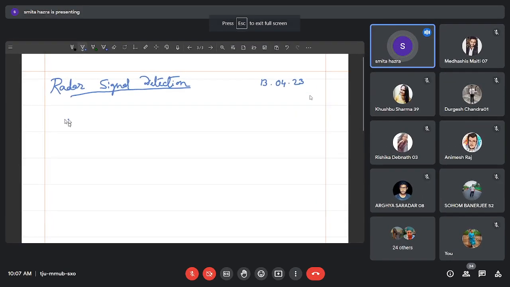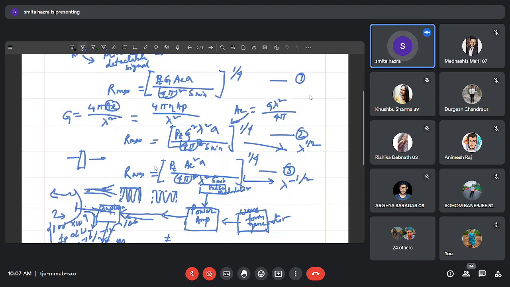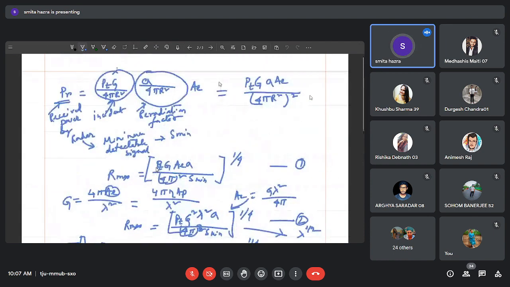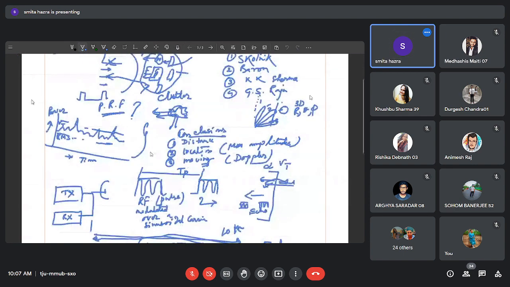So why does it become complicated? Let us go back to the previous pages. If we follow this graph, with time we have plotted the power, and there are two levels: one is the RMS noise power level, another is the threshold level. And this arbitrary trace we have plotted here is the received echo.